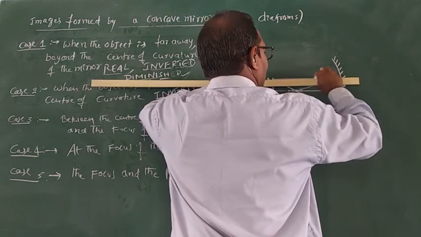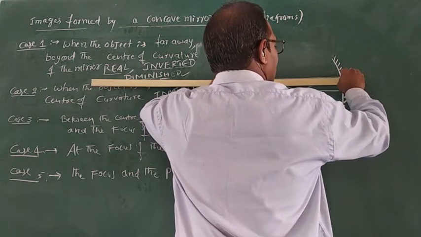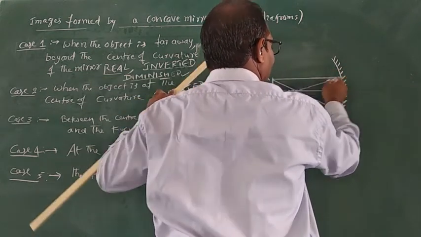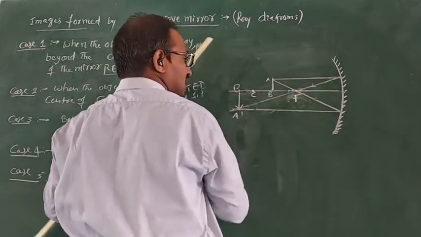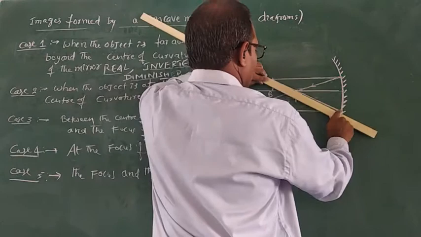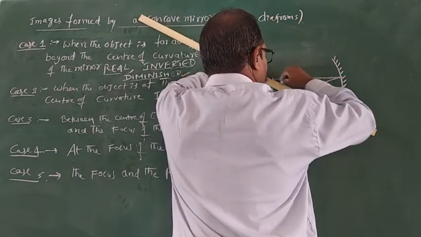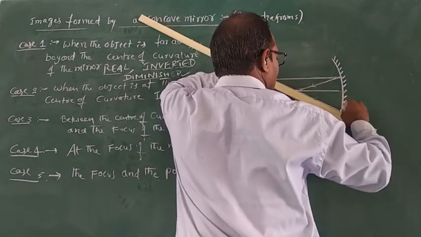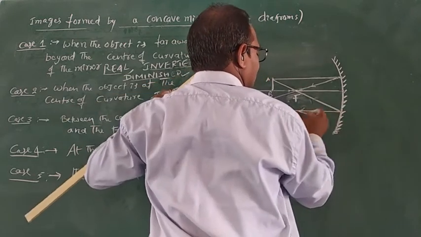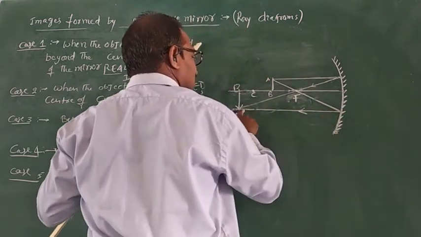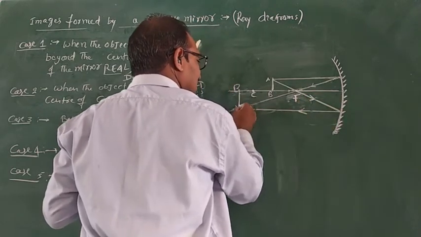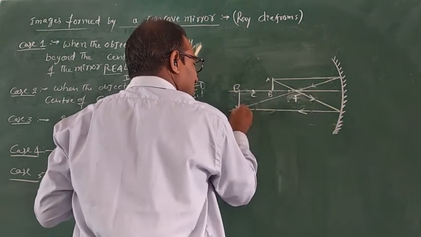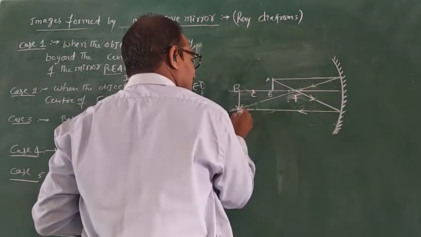Now I am applying the laws of reflection. A ray parallel to the principal axis, after reflection, will go through the focus. And one more ray I am taking, a ray directed toward the focus. After reflection, it will be parallel to the principal axis. When I extend these rays, these two rays meet here. This is A prime.